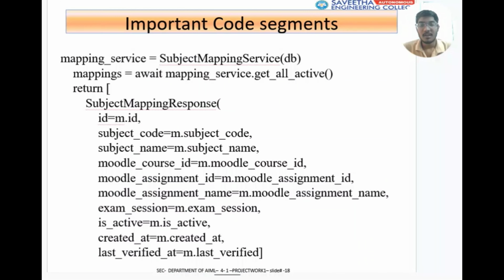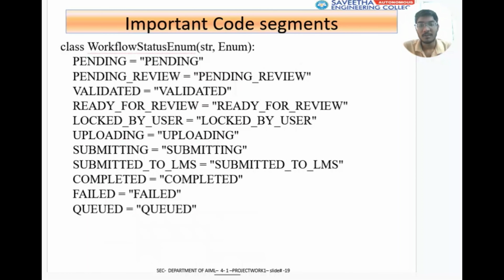Then you can see here, this is the sample code that we have given from our project. This is the important code, like the mapping services, how the subjects are mapped. That code is displayed here. You can see that through the subject code, subject name, Moodle ID, Moodle password, and everything, we have mapping work here.